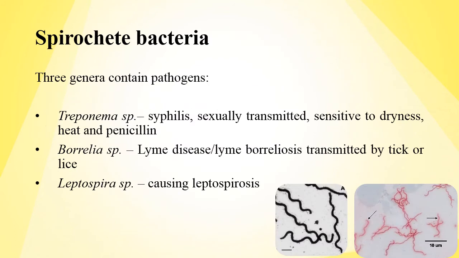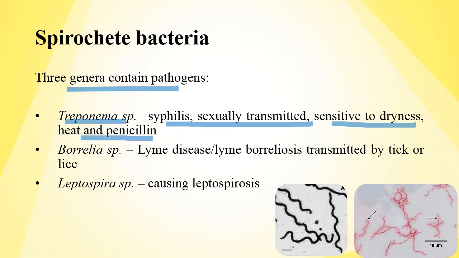Spirochete bacteria have three pathogenic genera. The first one is Treponema, which causes syphilis, a sexually transmitted disease, and usually Treponema species are sensitive to dryness, heat, and penicillin. The second one is Borrelia, which causes Lyme disease, also known as Lyme borreliosis, and it is transmitted by ticks or lice. It is a zoonotic disease. The following one is Leptospira, which causes leptospirosis.